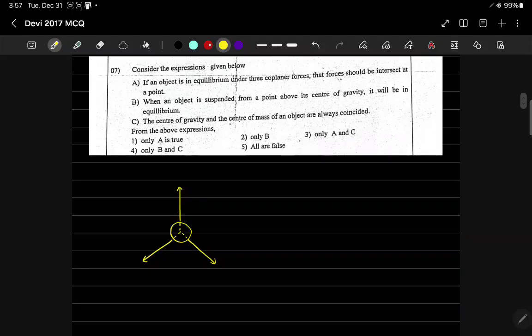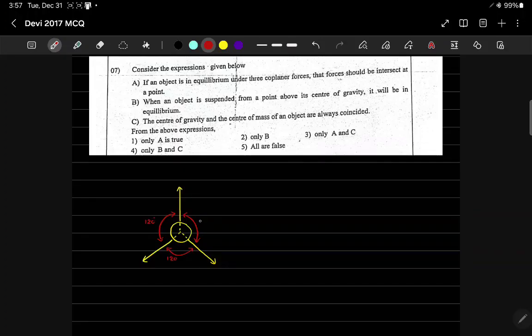So the statement A is correct. For an object to be in equilibrium under three coplanar forces, the forces must definitely meet. That is one condition that should be satisfied. There can be a scenario where even if the three forces meet at one point, they might not be in equilibrium. Let's say that these coplanar forces meet at a point and the angle in between them is 120.